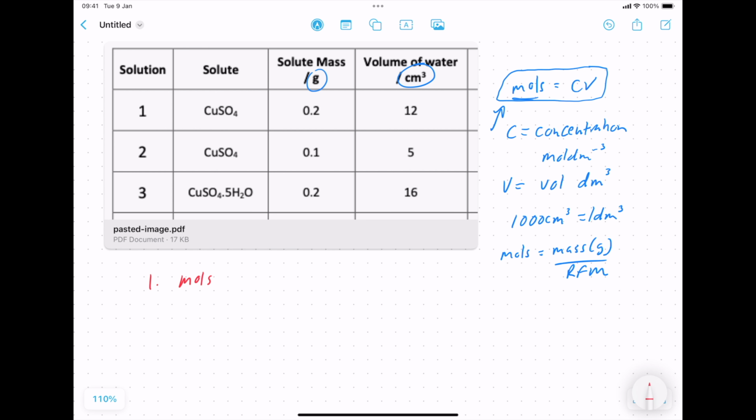So moles equals mass, which is 0.2, over the RFM. So the RFM of copper sulfate is 63.5 for copper, plus 32 for sulfur, plus 4 times 16 for the oxygen, which is 64. So that gives us, let's round that, 0.0013. So 4 decimal places. So I'm going to write the moles there, 0.0013. Now let's repeat for number 2.